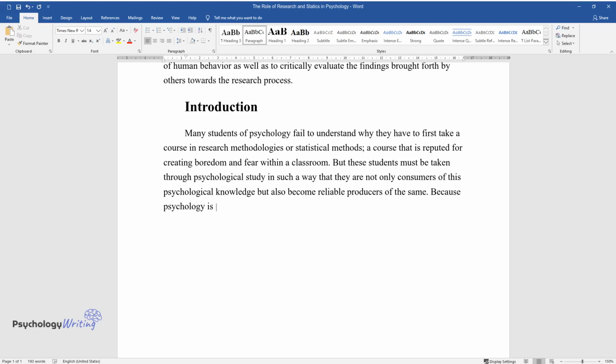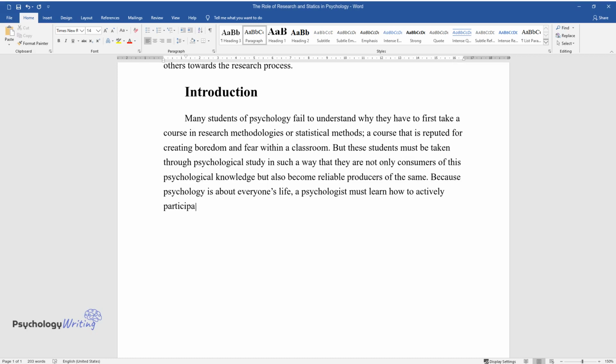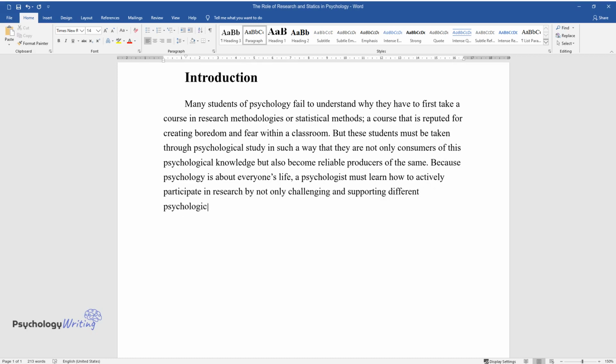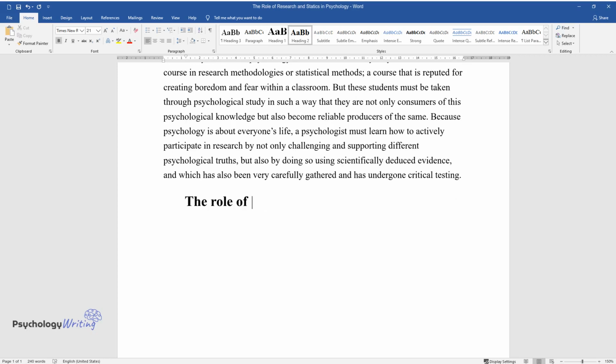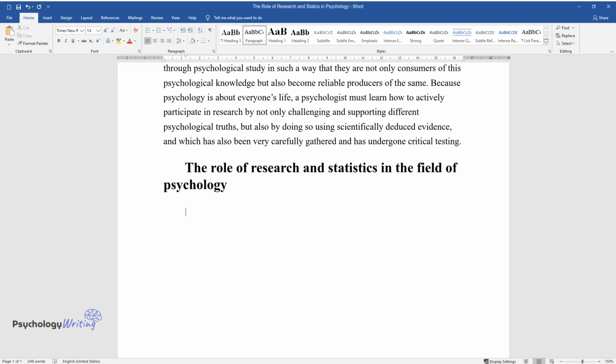Because psychology is about everyone's life, a psychologist must learn how to actively participate in research by not only challenging and supporting different psychological truths, but also by doing so using scientifically deduced evidence, which has also been very carefully gathered and has undergone critical testing. The role of research and statistics in the field of psychology.